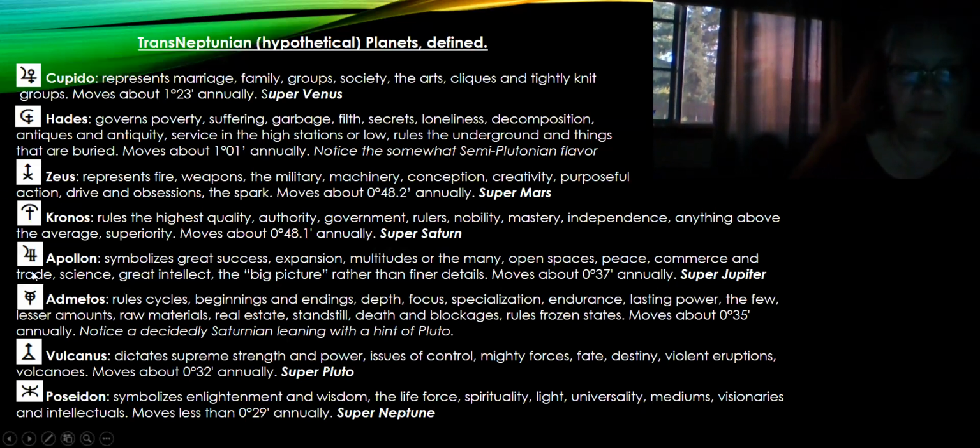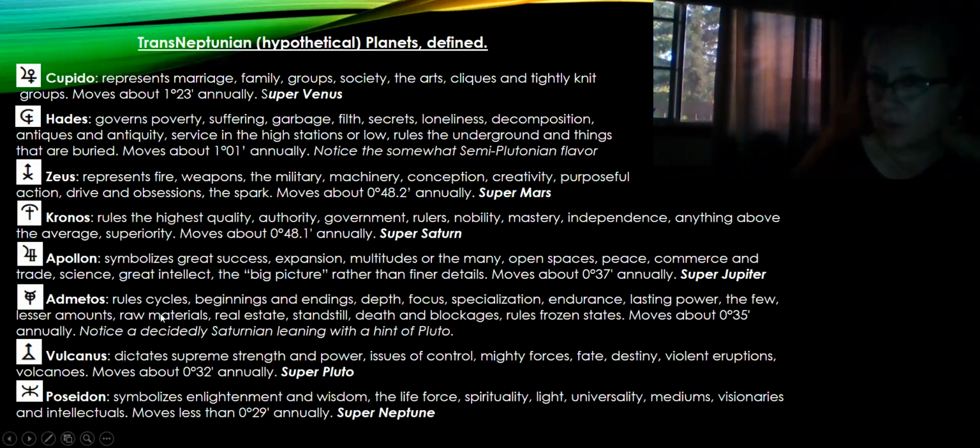Admetos, this next one is Admetos, and the symbol seems to reflect time and being pretty heady with the Mercury symbol there. So that ties in. But it rules cycles, beginnings and endings, depth, focus, specialization, endurance, lasting power. It is few or less, or lesser amounts. It is raw materials, which is interesting because you might want to tie that to Hades, but it is raw materials, things that you start with.